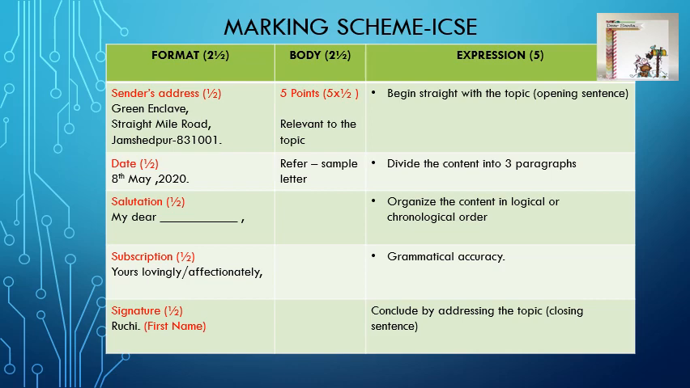We move on to the body. In the body, you are supposed to write 5 points relevant to the topic. Each point will give you half a mark. So 5 into half, you get 2.5 marks.